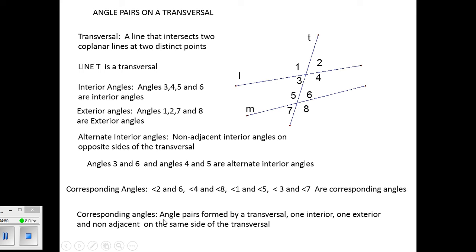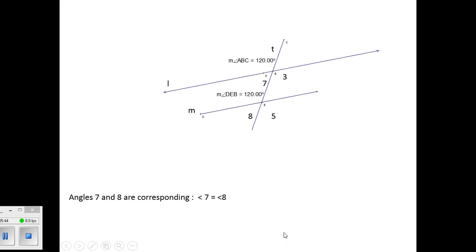So, corresponding angles, the definition so we can spot them when we need to, are the angle pairs formed by a transversal: one interior, one exterior, non-adjacent, on the same side of the transversal. That's a lot, okay? But that's as definitive as we can get with our definition of corresponding angles. So therefore, with the figure that we see here, the only angles meeting that criteria are 2 and 6, 4 and 8, 1 and 5, 3 and 7. You need to understand these definitions: interior, exterior, transversals, corresponding angles. Okay, let's move on now.